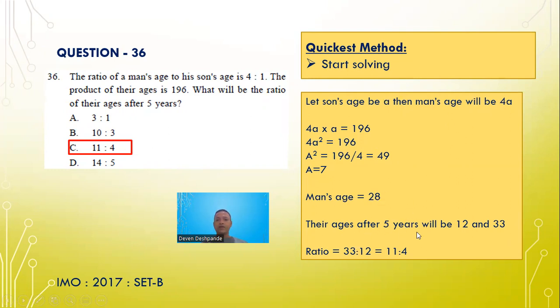And ages after 5 years will be 7 plus 5 is 12, and 28 plus 5 is 33. 12 and 33. Ratio will be 33 upon 12. What is 33 upon 12? 3 11s are 33 and 3 4s are 12. So 11:4. So the answer is 11:4.